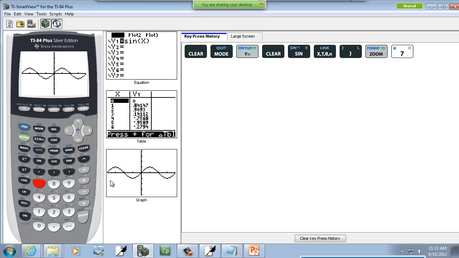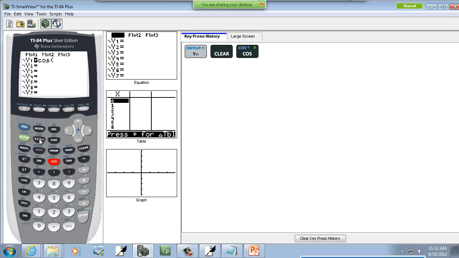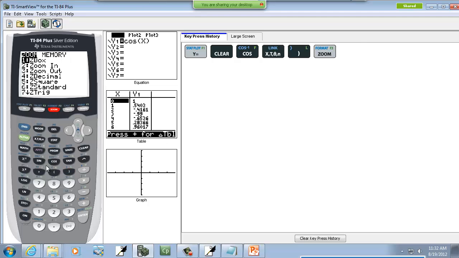And there's our graph of sine x. Well, let's take a look at cosine x. So press y equals, press clear, put in cosine, X key, closing parentheses if you want. And again, I'll do zoom, and I choose Z trig.